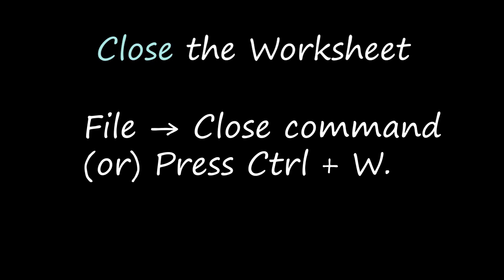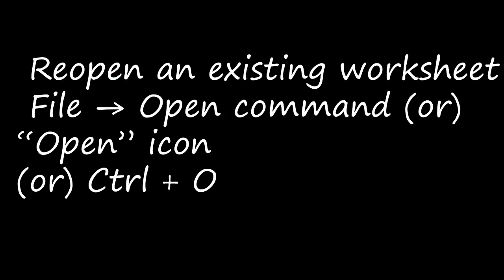Then the next one is about opening an existing worksheet. Now you have closed it and saved it in some place. So you need to open that particular worksheet which you saved and closed. For that you first have to reopen Office Calc, then go to File and Open, or click the Open icon. The shortcut key is Control plus O. You can press the Control key and the O key together on the keyboard.